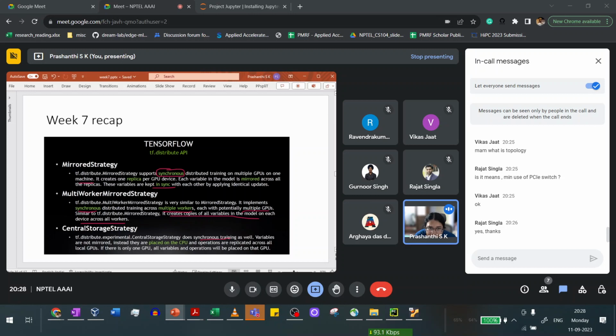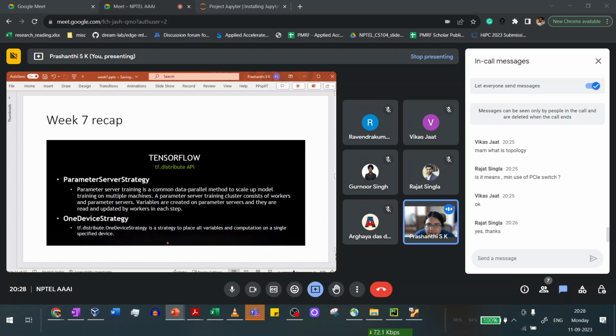Next one is central storage strategy. This also does synchronous training, but instead of mirroring the variables, they are placed on the CPU and operations are replicated across all local GPUs. If there is only one GPU, then the variables are placed on that GPU. So as the name indicates, central storage. If there are multiple GPUs, it's placed on the CPU. If there is only one GPU, it would be on that GPU. But again, notice that this is also synchronous training, no change in that.